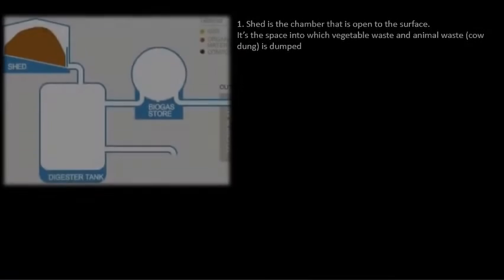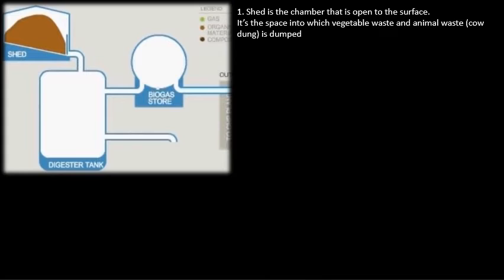So we'll split it into smaller processes. Number one, the shed is a chamber which is open to the surface, and it's the space into which vegetable waste or animal waste such as cow dung is dumped. You can clearly see that in the picture.